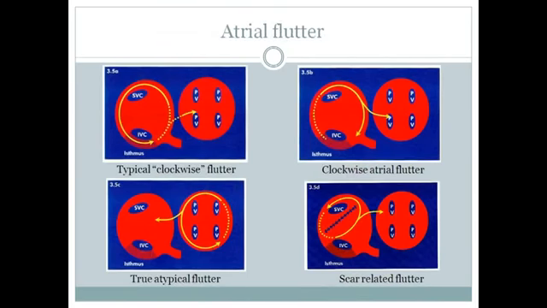Now, atrial flutter is a little more complicated than that. The typical flutter is this, but we have atypical flutters as well. We talk about the counterclockwise, the clockwise. They have true atypical flutters, usually coming from the left side. They can come around the mitral annulus. They can form loops around scars in the left atrium and the right atrium.